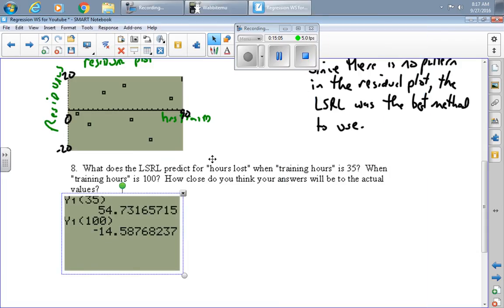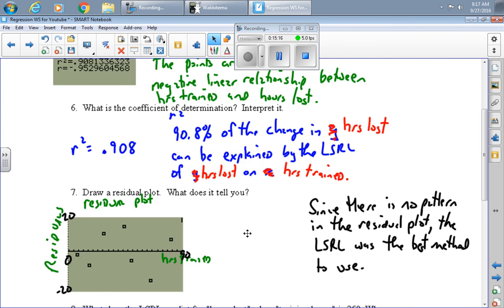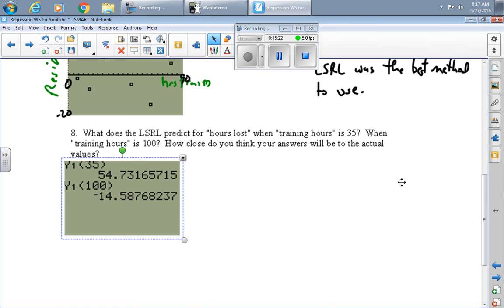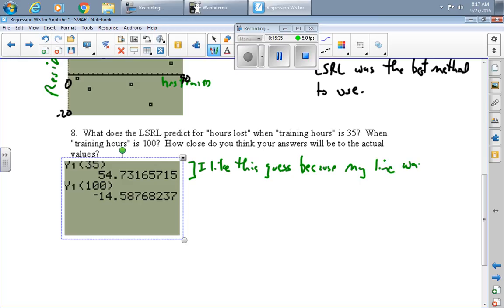And then it says, how close do you think your answers will be to the actual value? Well, the 35, I think, will be pretty close because the line did a pretty good job. It was the best method, and my r and r squared were pretty impressive. So I think this one is good. I like this guess because my line was appropriate and the r squared is pretty good.